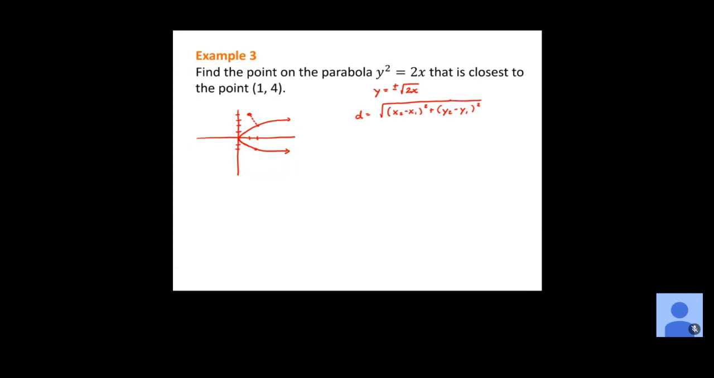Again, our first step, draw the picture if you can. We did that. Then you always want to figure out what formula are you working with, right? So that's our next step. In this case, we're trying to minimize the distance, so we're going to use our distance formula. Now, what are we going to have to do next?